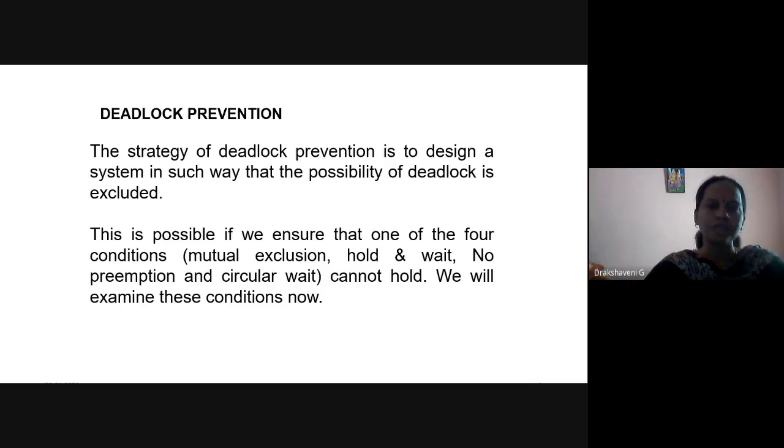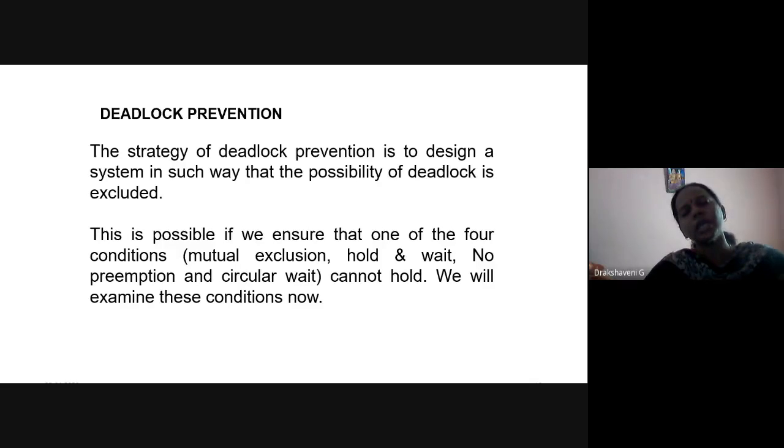The strategy of deadlock prevention is to design a system in such a way that the possibility of deadlock is excluded. This is possible if we ensure that one of the four conditions, mutual exclusion, hold and wait, no pre-emption, and circular wait, cannot hold.